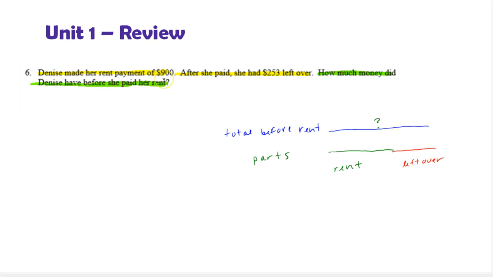Well, we're told her rent is $900, and she had $253 left over. So notice if we combine these two lengths together, we get the total amount she had before she paid her rent. So we want to add. So $900 plus $253 equals, well, that would be $1,153. Look at the next one.